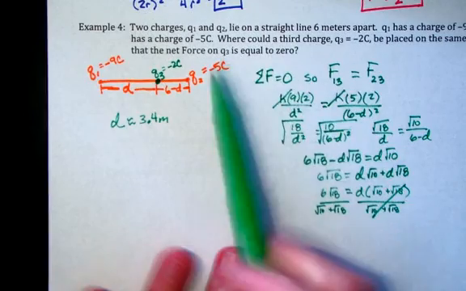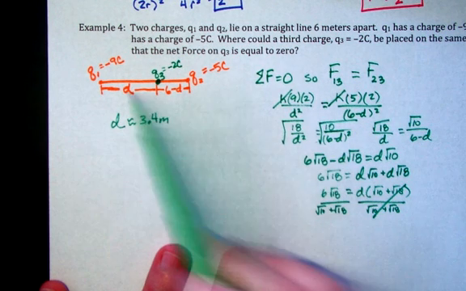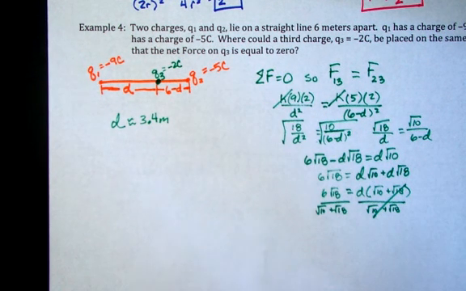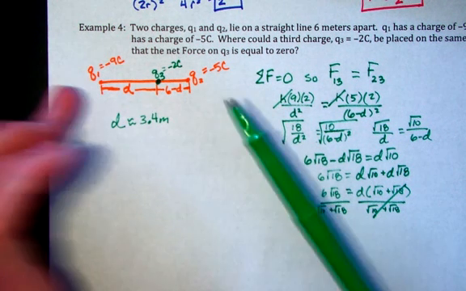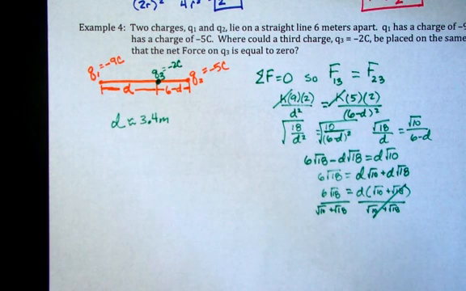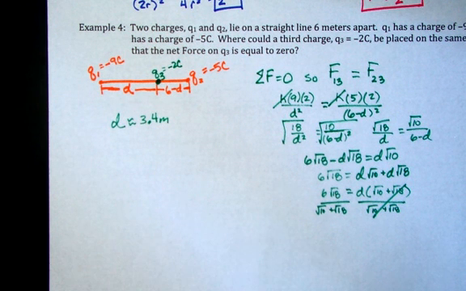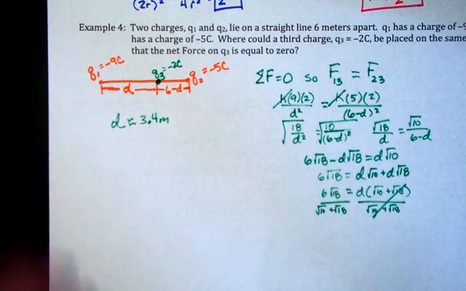Now that's not the answer. It says, where could a third charge be placed on the line such that the net force is equal to 0? If I say 3.4 meters, that's not enough information to answer the question. Depending on how you drew your diagram and set up your x versus 6 minus x, you're going to get either 3.4 or 2.6 for your answer. So you need to be a little bit more specific.